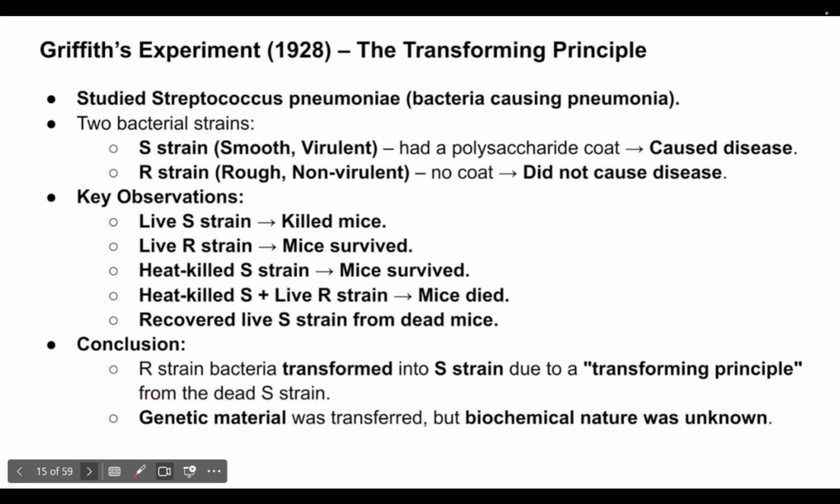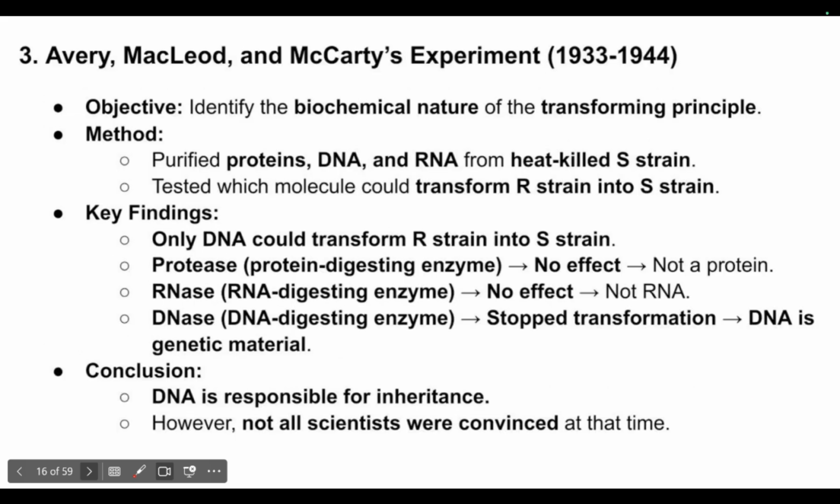He didn't say whether this transforming principle is protein, or DNA, or RNA. Griffith could not explain the biochemical nature, but then three scientists, Avery, McLeod, and McCarty, performed some experiments, and they concluded that the biochemical nature of the transforming principle was DNA. So this is the climax information. Let's see step by step how they proceeded with the experiment.